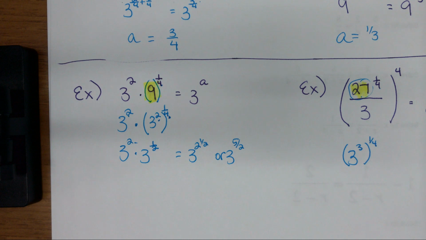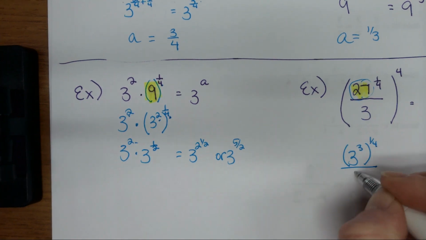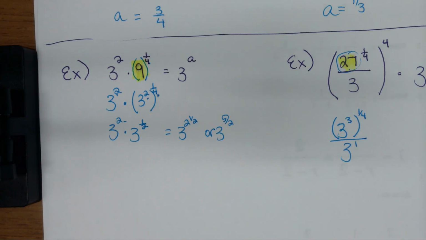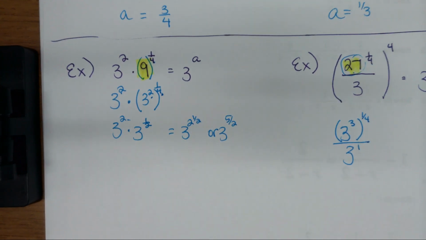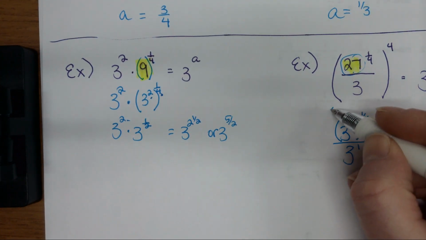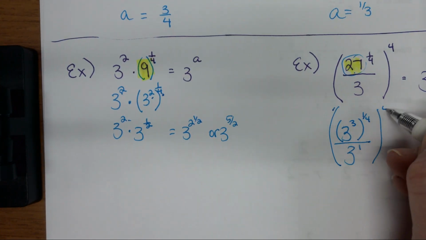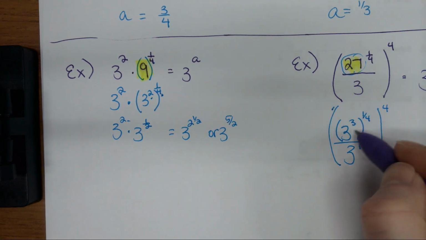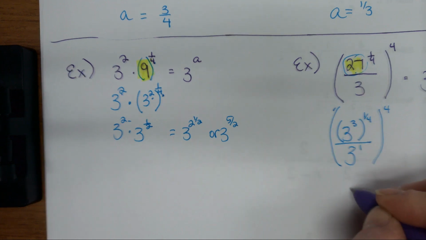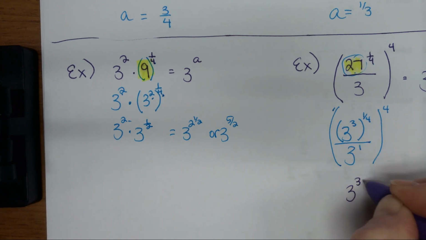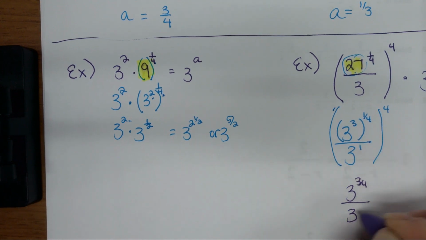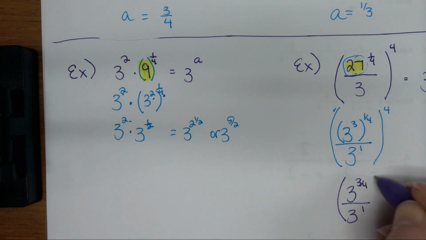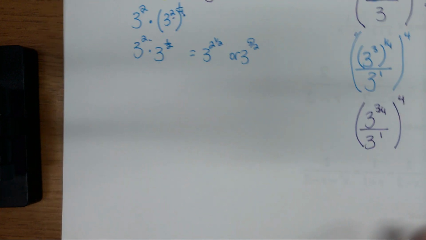At the bottom, I have 3 to the first. I'll just write a 1 there because I'm going to need that in a second. And in a minute, I know, it's all going to be raised to the 4th. Okay, let's keep going. I multiply these exponents together. This is 3 to the 3/4 over 3 to the first. I'm still going to be raising that to the 4th.